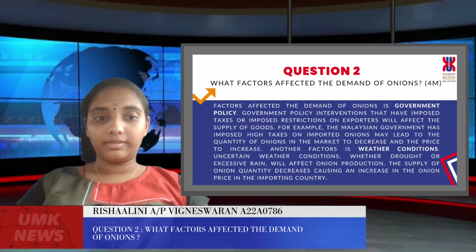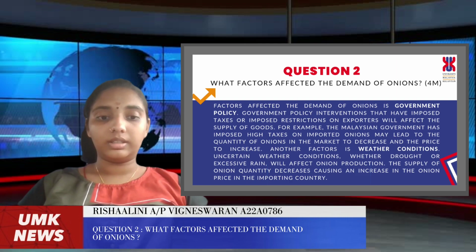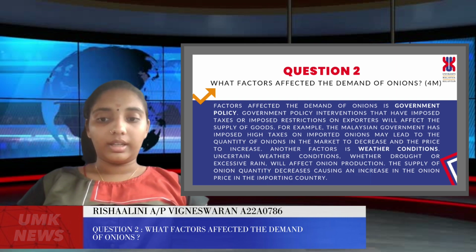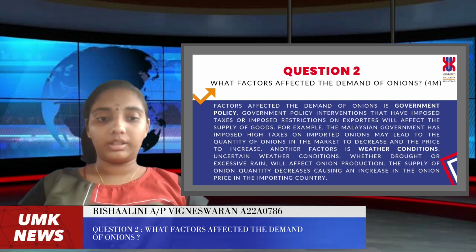Question 3. What factors affected the demand of onions? Government policy is a factor that affected the demand of onions. Government policy interventions that impose taxes or restrictions on exporters will affect the supply of goods. This may lead to the quantity of onions in the market decreasing and the price increasing. Another factor is weather condition. Uncertain weather conditions like excessive rain will affect onion production. The supply of onions decreases, causing an increase in the onion price in the importing country.